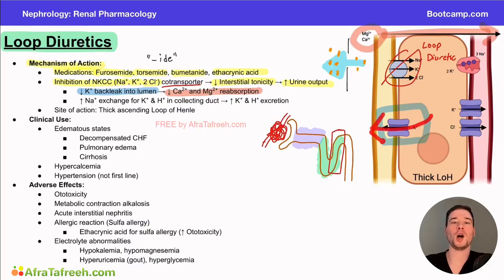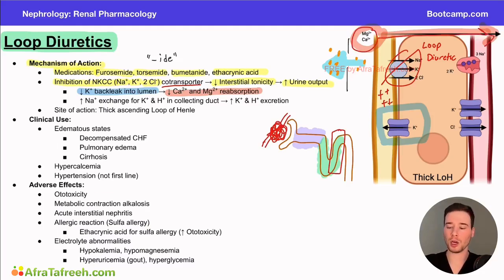This is creating a very positive gradient, a positive charge. And recall from basic magnetism that like repels like. So two positive charges are going to actually repel each other. And so potassium leaking out puts a bunch of positive charges in the lumen, which allows this process to occur. It allows for the magnesium and the calcium to transport paracellularly.